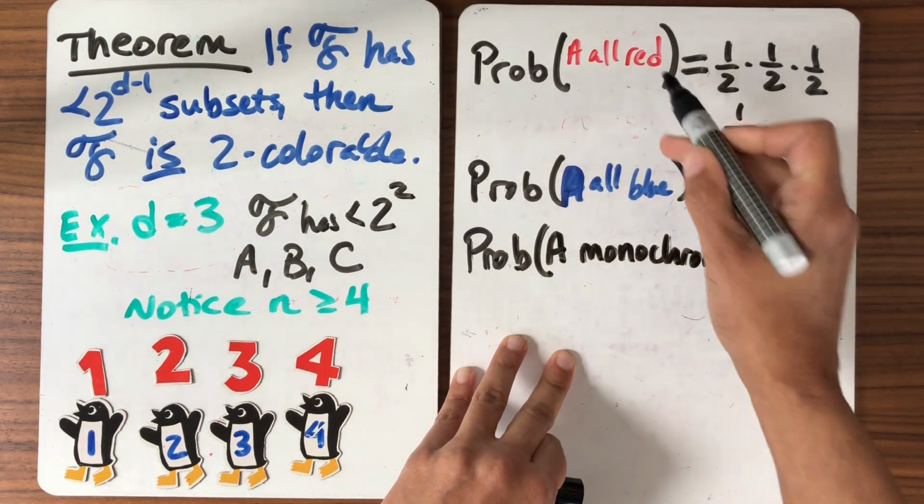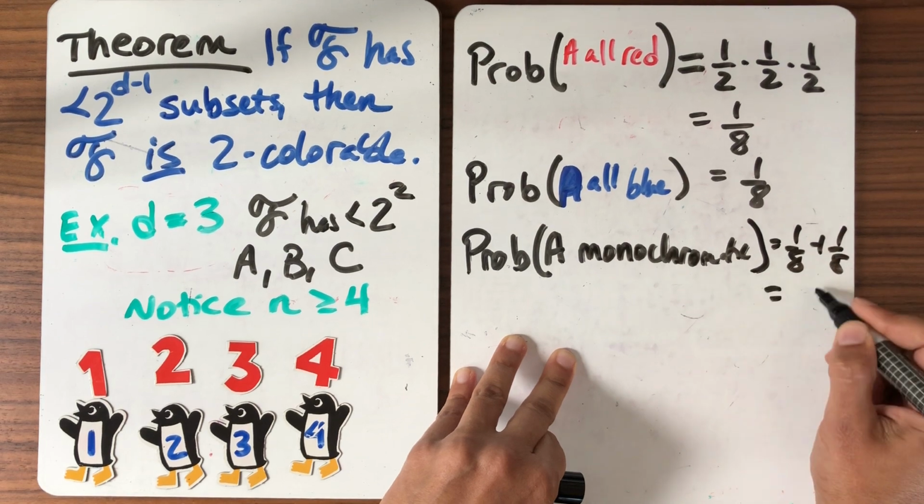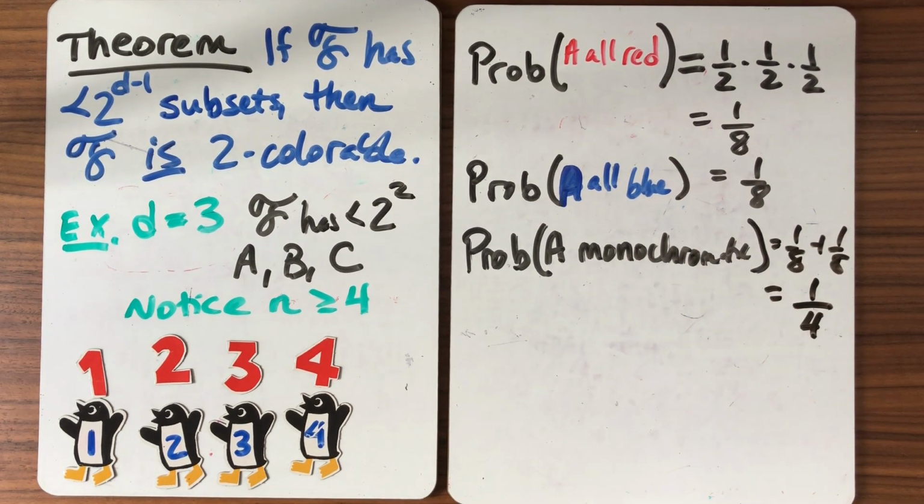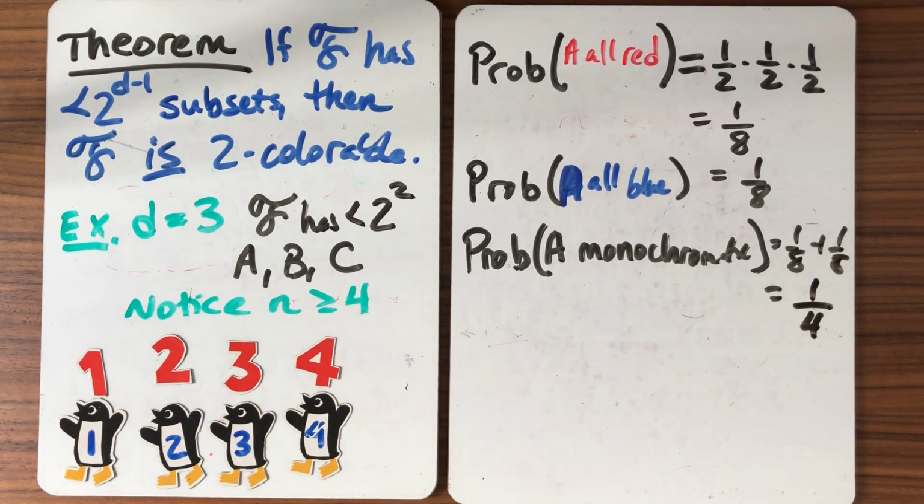So it's either all red or all blue. Well, this is 1/8 plus 1/8, which is 1/4. Okay, so there's a probability of 1/4. So for any random coloring of the numbers 1 to 4, or 1 up to n, it doesn't even matter how many numbers I have, there's a 1/4 probability that A is monochromatic.